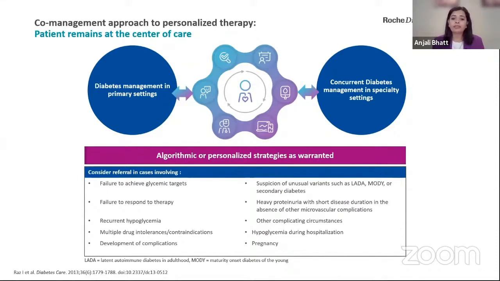But what can be done is that we can choose, or triage, patients who need such an approach. In the beginning, they can be sent for such an approach where we find there is a failure to achieve the target, a failure to respond to therapy, recurrent hypoglycemia while intensifying the medications, drug intolerance, development of complications, or suspicion of unusual varieties of diabetes like autoimmune diabetes, and certain mental disturbances where the patient is not able to accept the disease, and pregnancy.